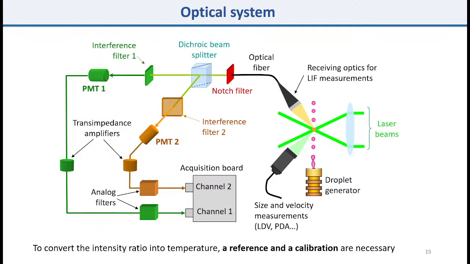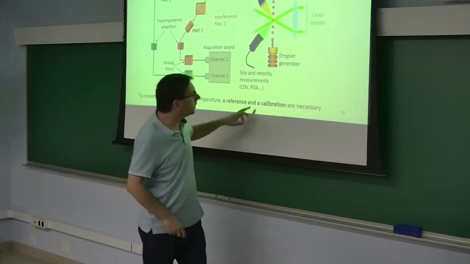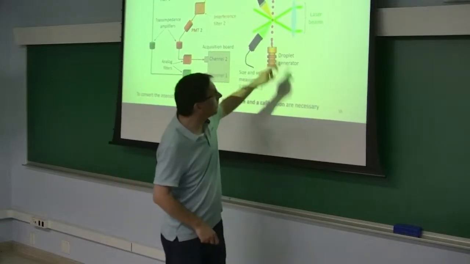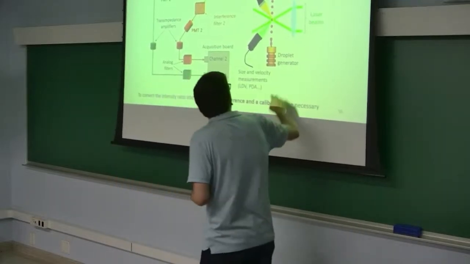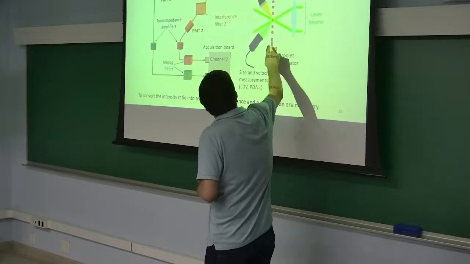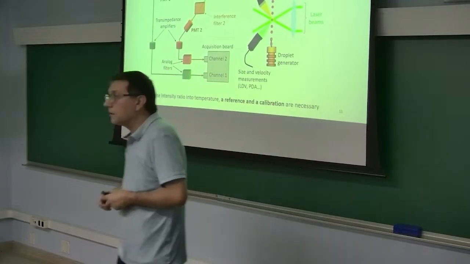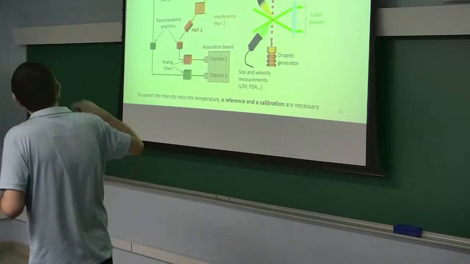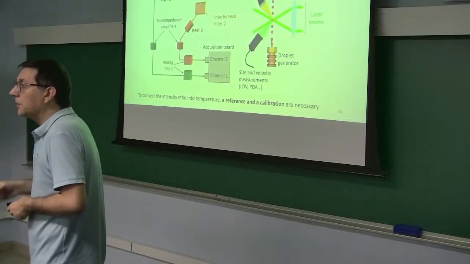For that we need to have a reference. This reference can be done apart in a cuvette, where we control the temperature and measure it with a thermocouple, for example. And we also need to take a reference. Here, the reference is taken at the outlet of the injector, since we can control with this system the temperature of the liquid that is injected.